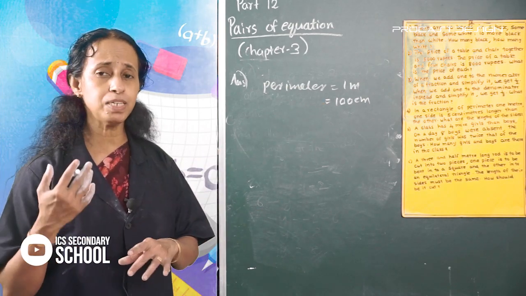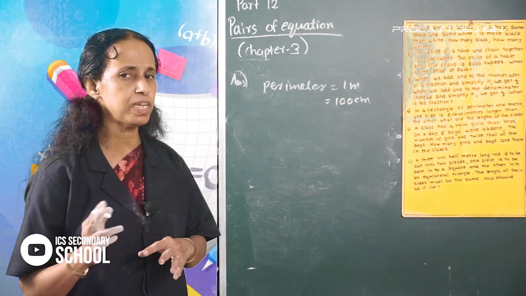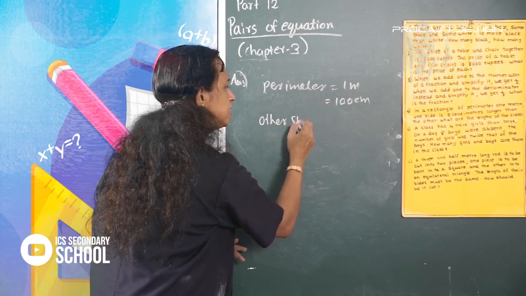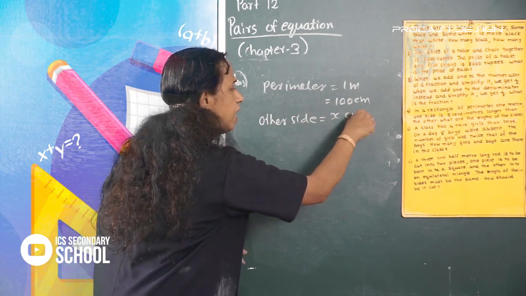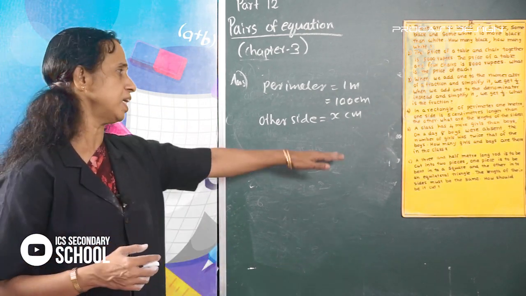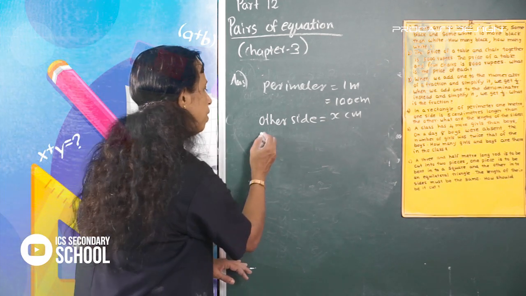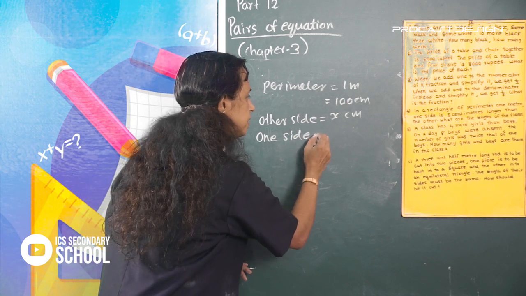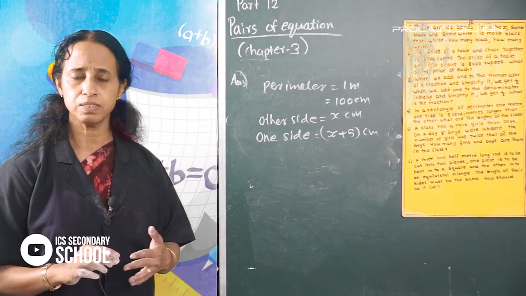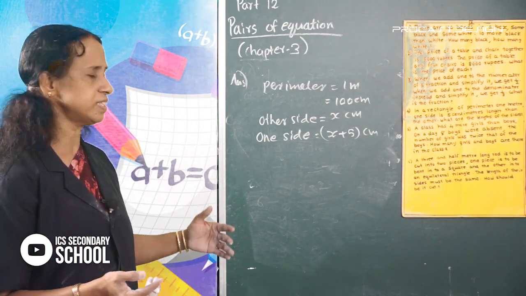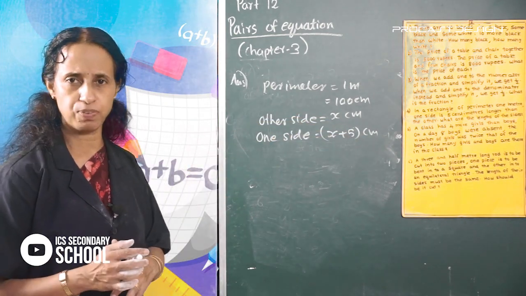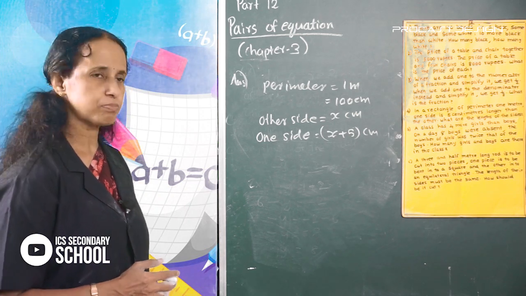One side is 5 centimeter longer than the other. So we take the other side is equal to x centimeter and one side is equal to x plus 5 centimeter. Okay.